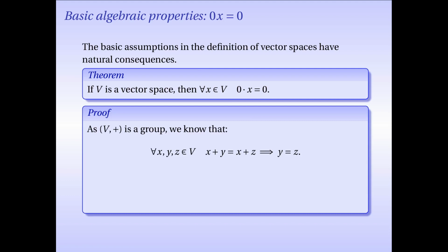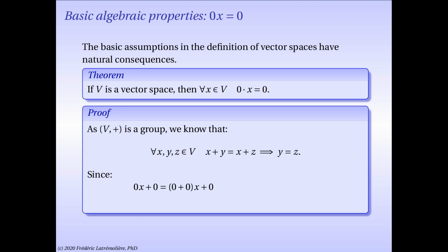The proof is going to be similar to what we saw when we were working with fields. As V with the addition is a group, we know that for all x, y, and z in V, x plus y equals x plus z must imply that in fact y equals z. This was the first proof of the first lecture. So let's try to use this to prove our result.